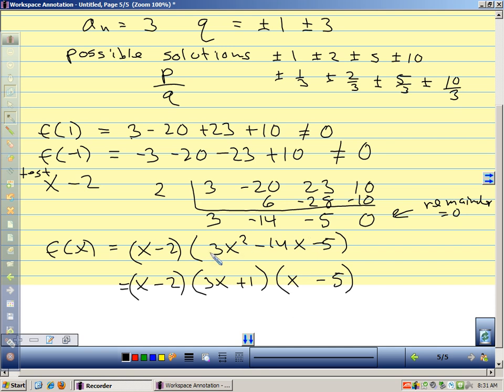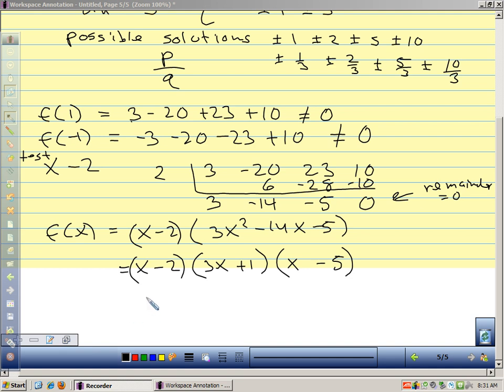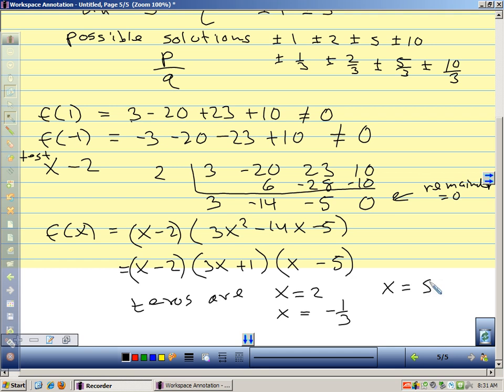The other way we could solve this one is by the quadratic formula, or we could test another 0 from the list using synthetic division. Well, because we had a quadratic, we can factor it into parentheses. So my zeros are x equals 2 from this parentheses, x equals negative 1/3 from this parentheses, and x equals 5 from this parentheses. So these are my zeros.